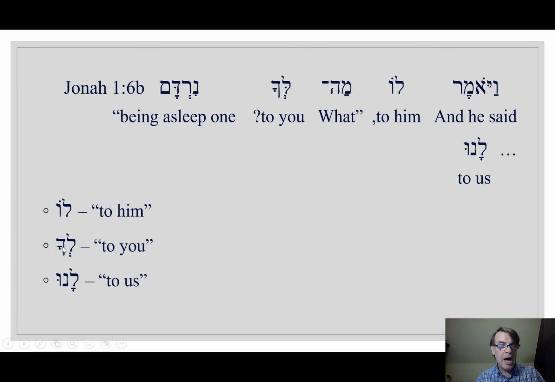Or laka, ka is a second masculine singular pronominal suffix. Second, because it's you. Masculine, because it's Jonah. Singular, because there's only one Jonah. Pronominal, because it's a pronoun, and suffix, because it's the end. And then nu is a first plural, and the first person doesn't distinguish masculine, feminine. We say it's the first common plural because it does duty for both. Oh, thank you. I don't have to memorize two different ones. But anyway, it's a first common plural pronominal suffix.